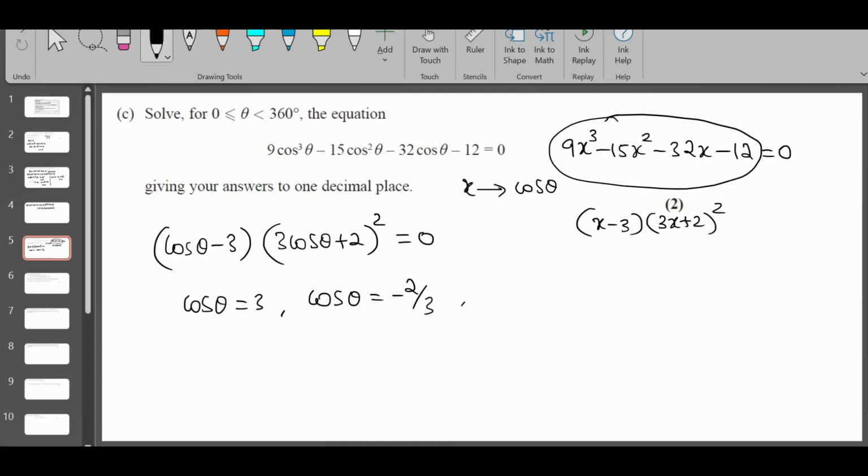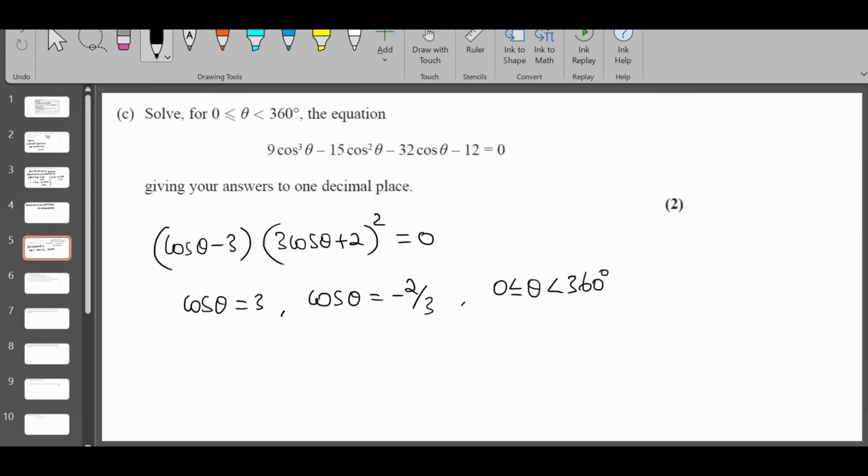We need to solve these equations in the given limit. Okay. The range of cos x is minus 1 to 1. So cos theta equals 3 has no solution.